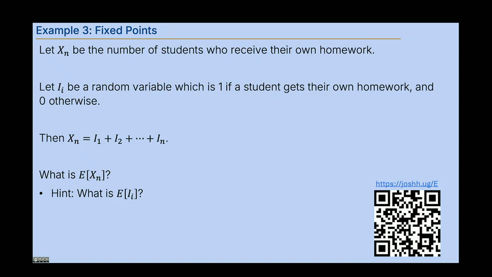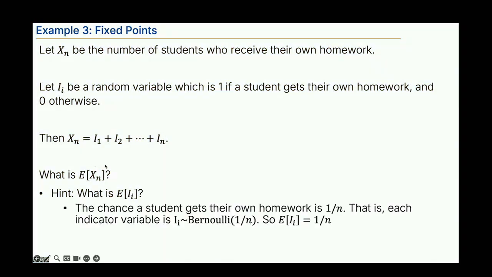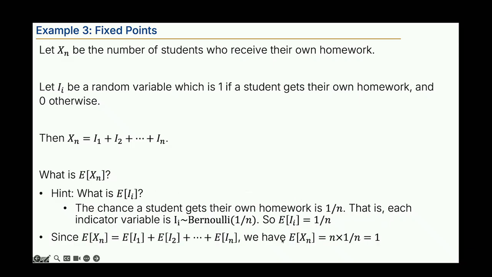So the chance you get your homework back if there's 100 students is 1 out of 100, or 1 over n in general. And if there's n of them, you're just going to take 1 over n. So first of all, I should say the expectation of any of these individual indicator variables is 1 over n. It's the chance you get back your homework. And if I just multiply that by n, I get 1, which is kind of surprising.